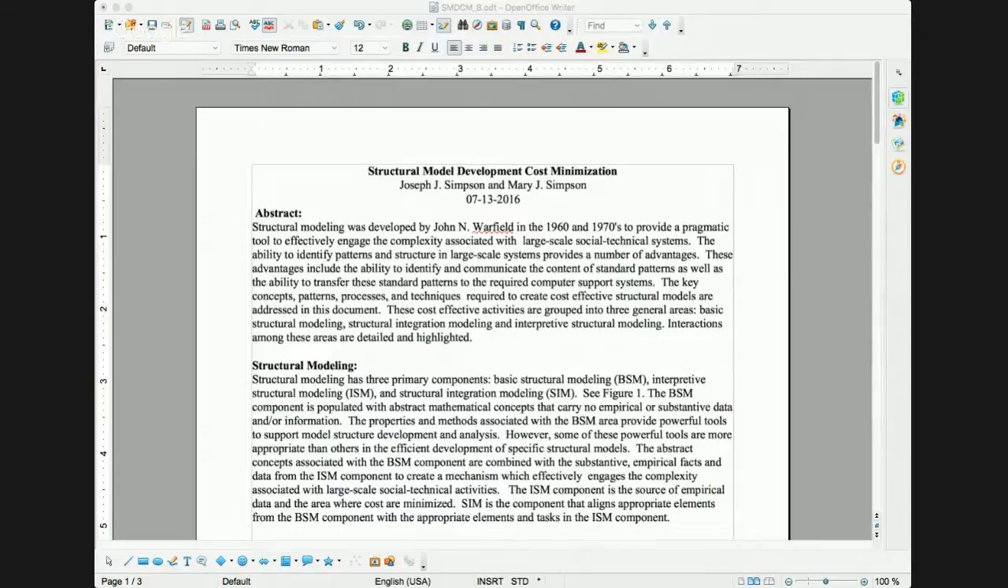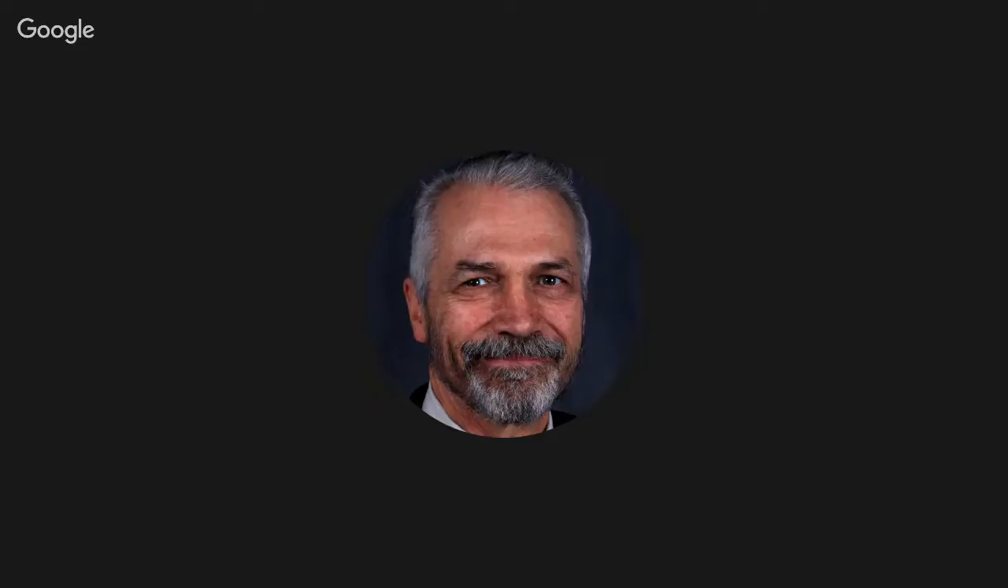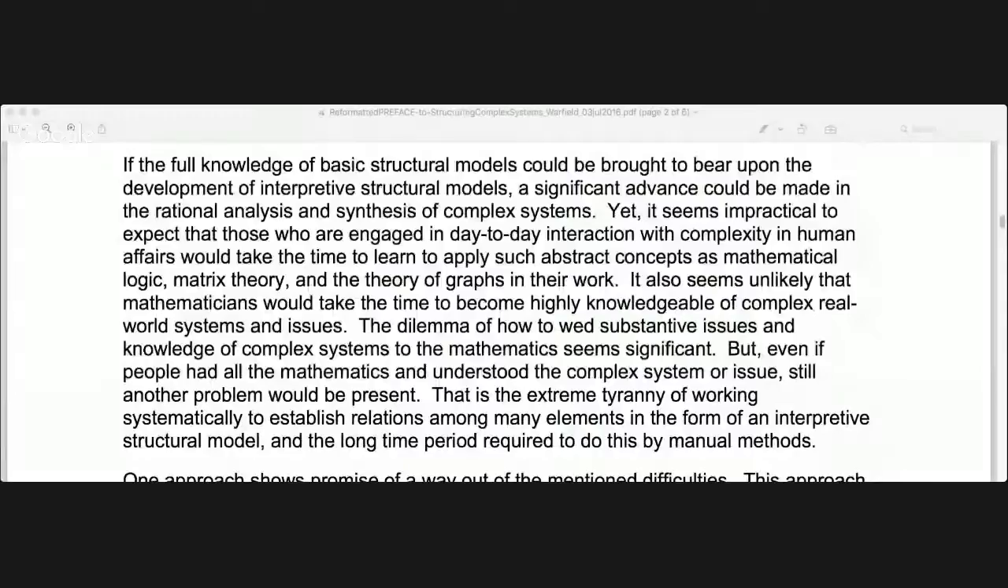So just to start out on this, I'm going to bring up another document, which is a section of the preface to Structuring Complex Systems. It was 73, 74, written by John Warfield. And this is a very interesting section in that preface.